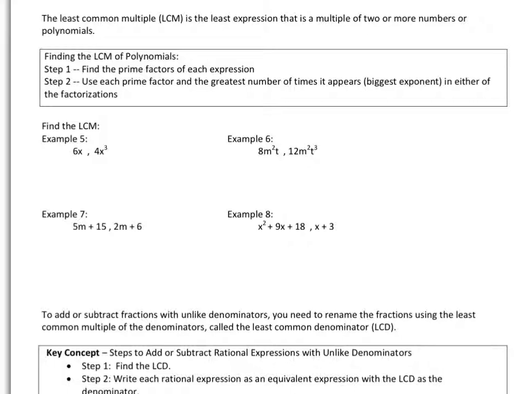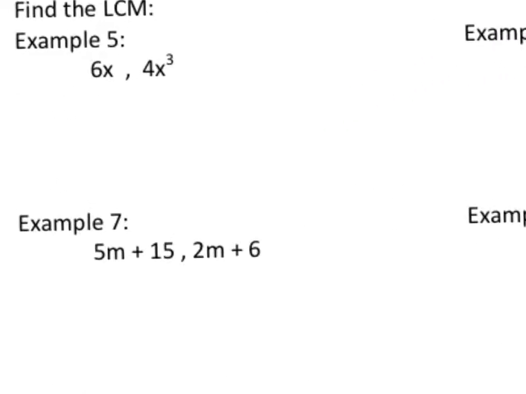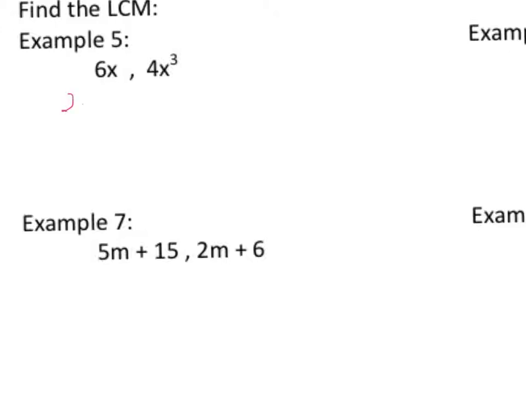One method that you can use is called the miser game. Now the miser game basically states that you want to do the prime factors, and then you're going to look at each list of prime factors and take the greatest number of times it appears. So the miser is greedy, so it takes the most. If you look at the first one, if you look at prime factors, we have 2 times 3 times x. And then we have 2 times 2 x, x, x.